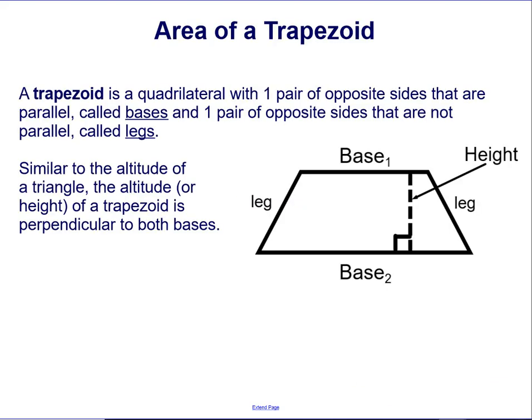Area of trapezoids. A trapezoid is a quadrilateral with one pair of opposite sides that are parallel, called bases, and one pair of opposite sides that are not parallel, called legs. Similar to the altitude of a triangle, the altitude, or the height, of a trapezoid is perpendicular to both bases. We can see that it's perpendicular because the 90-degree angle is labeled there between the height and the bases.